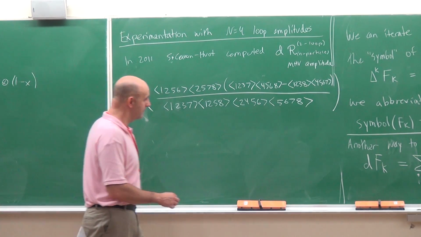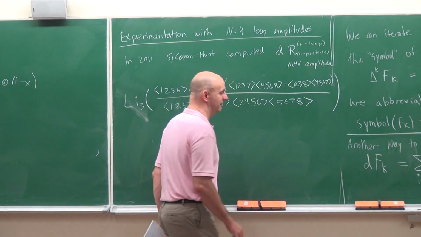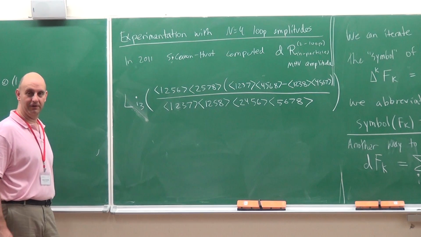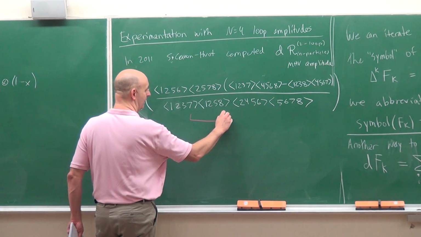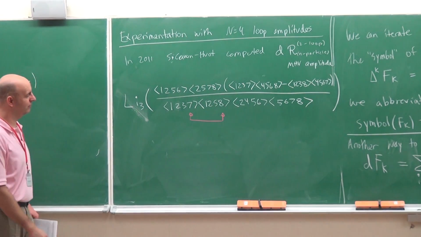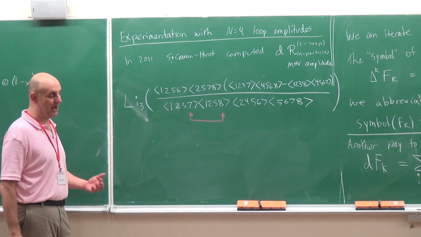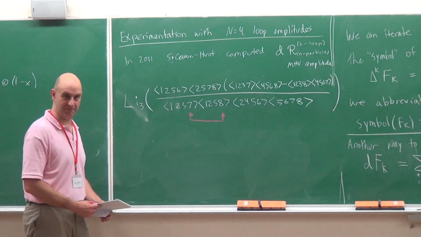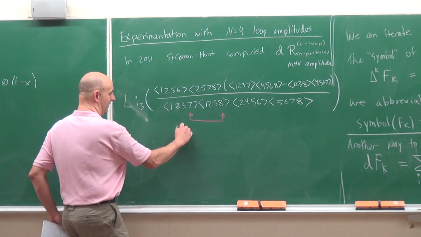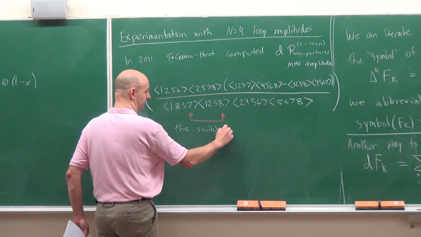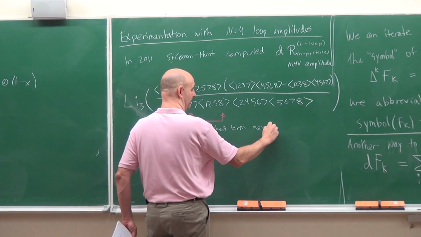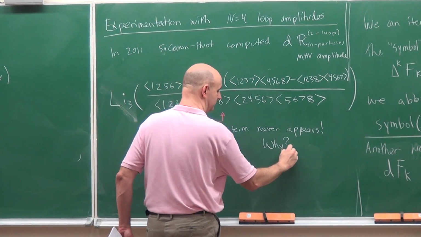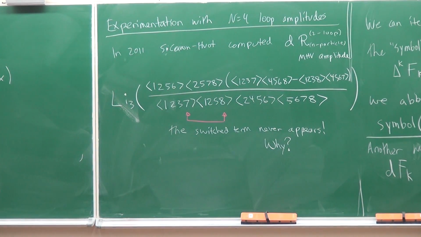Okay, but one of the things that, if you like to dig into this kind of thing, his program will spit out things like this, but it will never. Okay, you could imagine that dual conformal invariance would allow, hypothetically, a term to appear where you have 1, 2, 3, 8 there and 1, 2, 5, 7 there. Okay, it still has 0 weight. But the switched term never appears. And so you might ask the question, why?